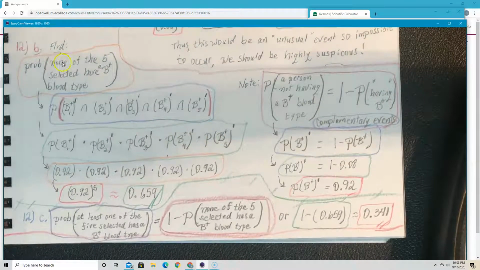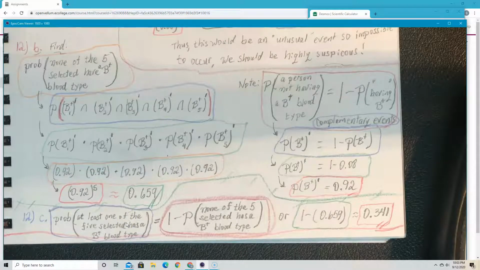And letter C. Now that we have the probability of none, remember that sad story with the family in the Walt Disney World? I hope that sticks in your mind. So now they're asking letter C. What's the probability of at least one of the 5 selected having a B positive blood type?